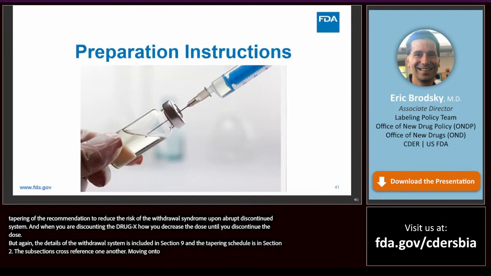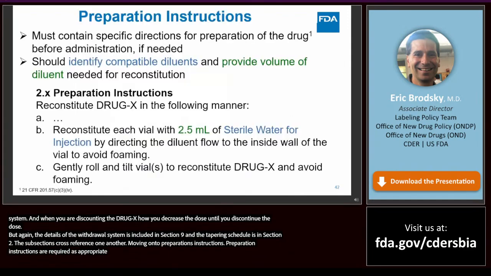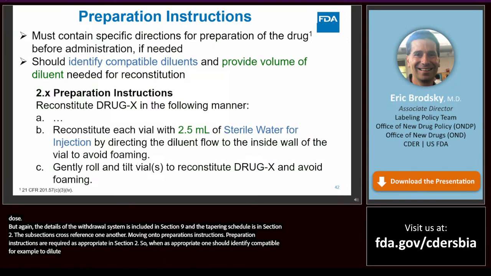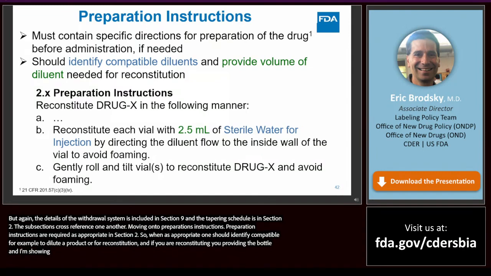Moving on to preparation instructions. Preparation instructions are required as appropriate in Section 2. So when appropriate, one should identify compatible diluents, for example, to dilute a product or for reconstitution. And if you were reconstituting, you provide the volume of diluent needed for reconstitution. I'm showing the example below, identifying the compatible diluent, that's sterile water for injection, as well as the volume of diluent, that's in green.